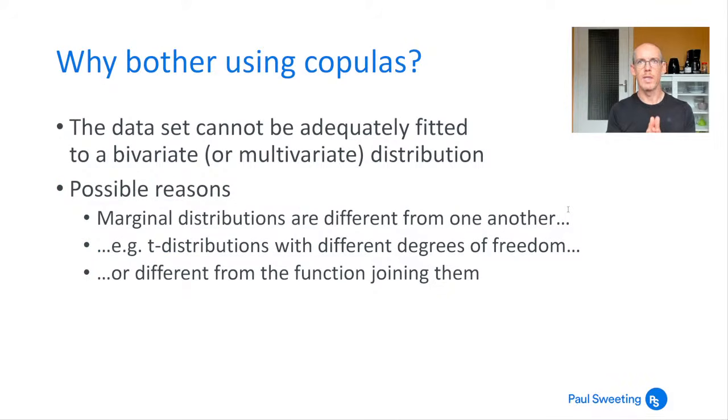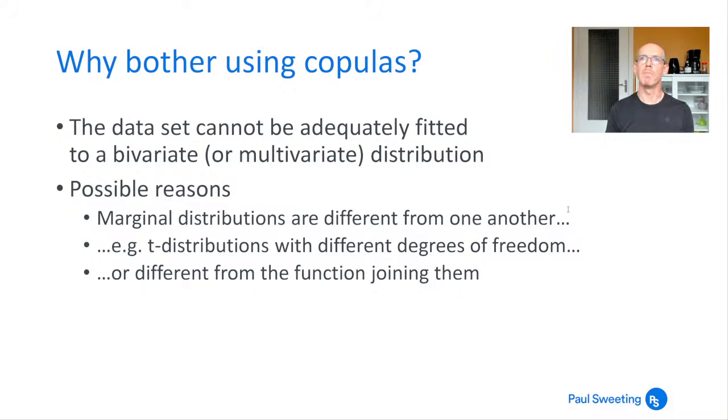One of the challenges with that, or any multivariate distribution, is that the data might not fit it. In very broad terms, if your data don't fit a multivariate distribution, then you might need to think about something else. So why might your data not fit a bivariate or a multivariate distribution? There are several reasons. The first is the marginal distributions might be different from one another.